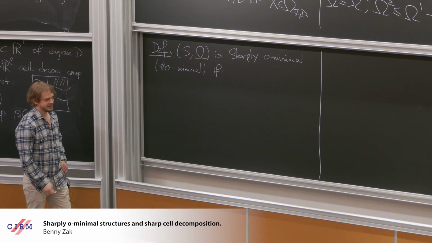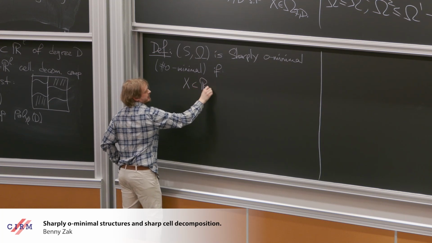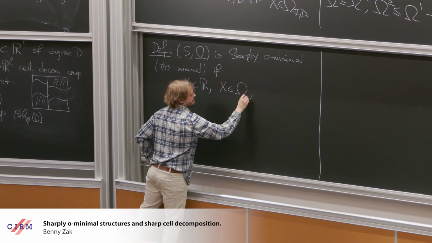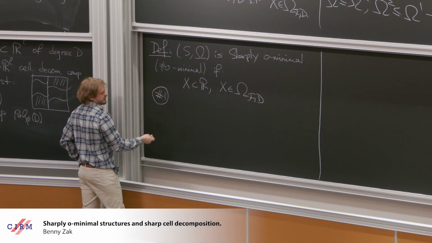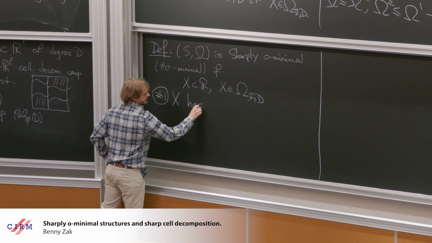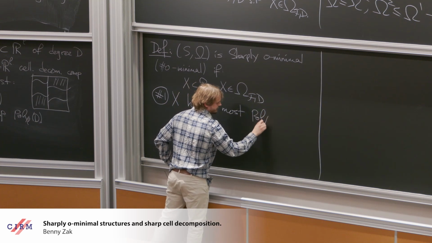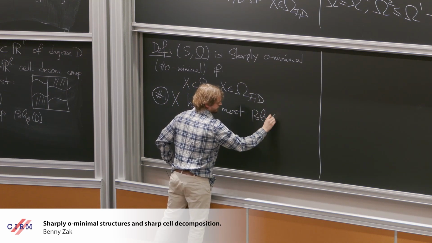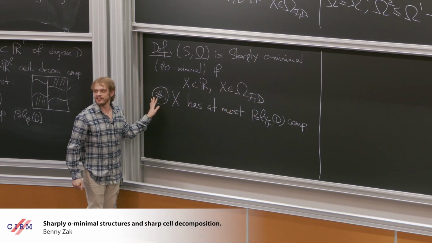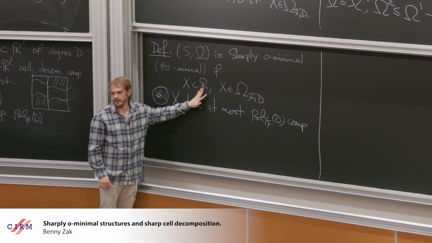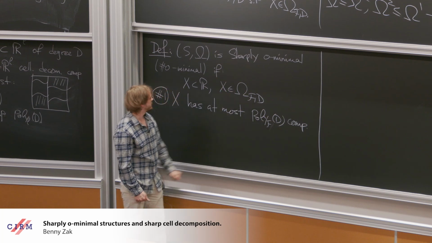First of all, if you have a set X in R, which is also in Omega_{f,d}, then the first axiom, which is the most important axiom, is that X has at most poly(f,d) components. So this is similar to the axiom of o-minimality that every definable set in R is finitely many points and intervals. Now we want to control their amount in terms of the format and degree.